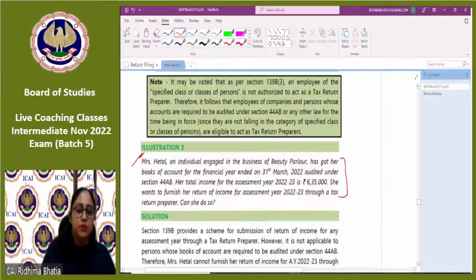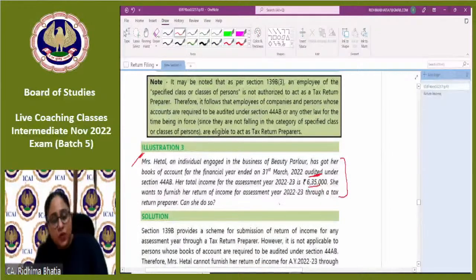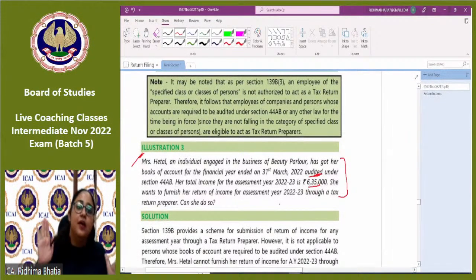Mrs. Hetal, an individual engaged in the business of beauty parlor, has got her books of account for the financial year ended 31st March 2022 audited under 44AB. Her total income is 6,35,000. She wants to furnish her return of income through a tax return preparer. Can she do so? She cannot do so because a person whose accounts are required to be audited, the government says we cannot take the risk, and they will not file the return through a TRP. For that you should take professional help. But if her accounts were not required to be audited, she can file the return through a tax return preparer. So those whose audit is required cannot file the return through tax return preparers. Clear?